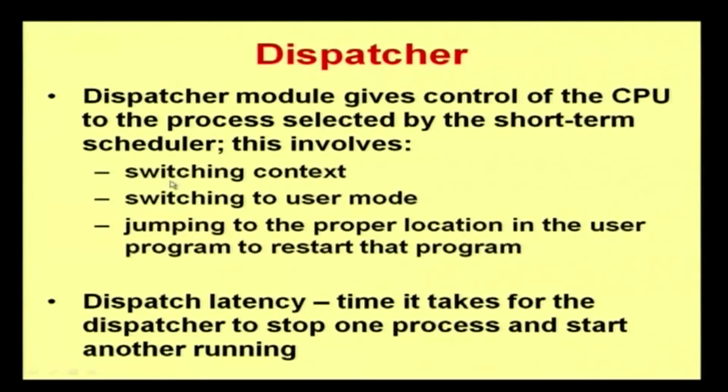The dispatcher latency time is defined like this. A dispatcher is one which is used for switching context. It is switching to user mode. It is jumping to a proper location in the user program to restart that program. The dispatcher latency time is the time it takes the dispatcher to stop one process and start the other process which is to run.